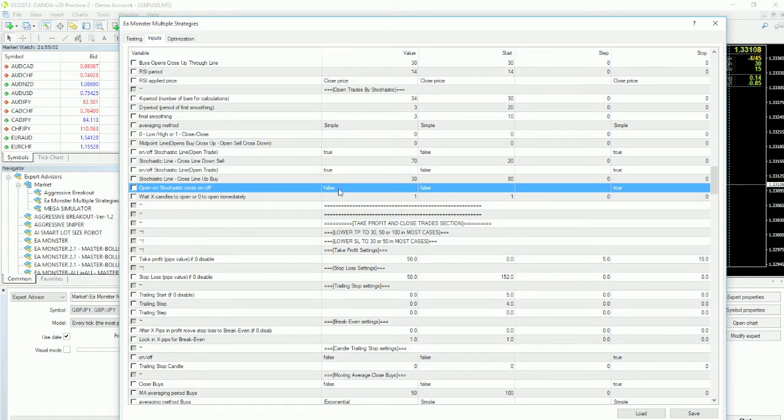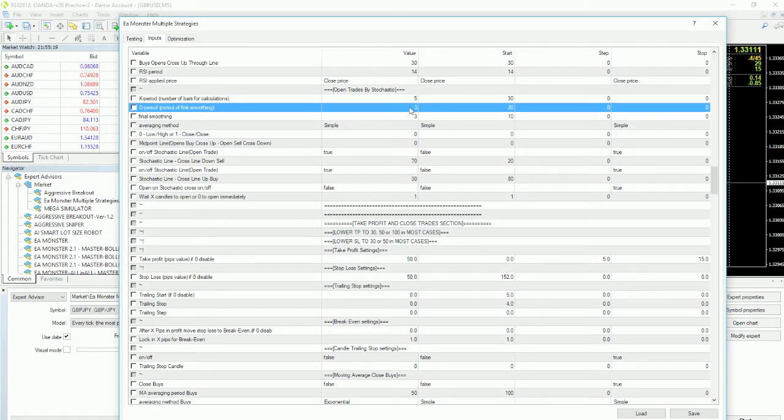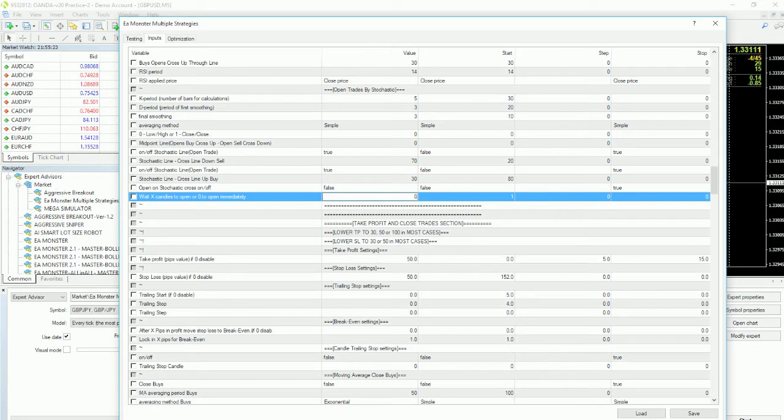Now this one here is open on stochastic cross. That's going to be crossing the K, crossing the D. And then a very cool feature: if the 5K period crosses the 3D period, it'll open a trade in that direction. And like I said, if it's 0 here, it'll open immediately. If it's 1, it'll wait for the candle to close. Hopefully you understand all that. Like I said, private message me if you have any more questions about it.